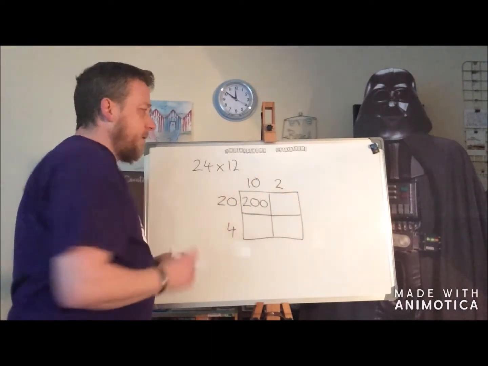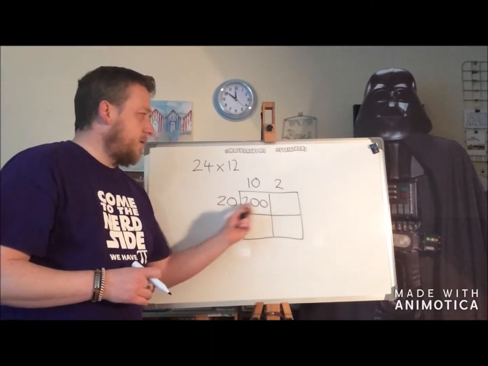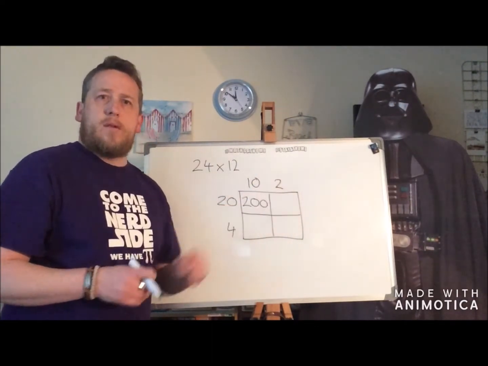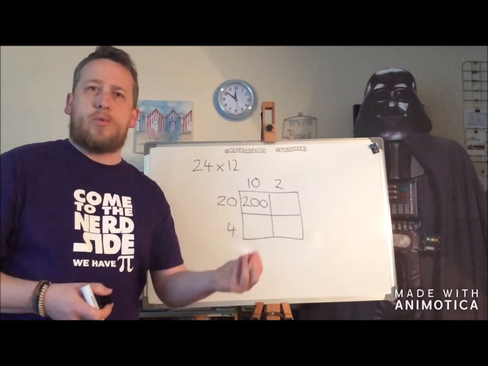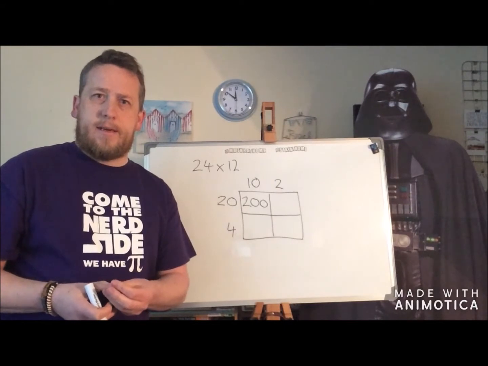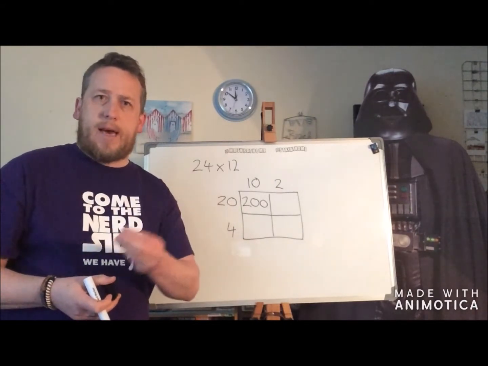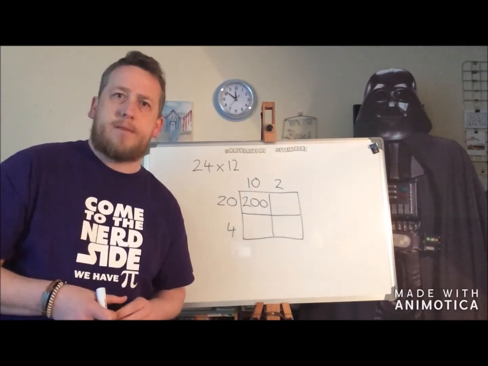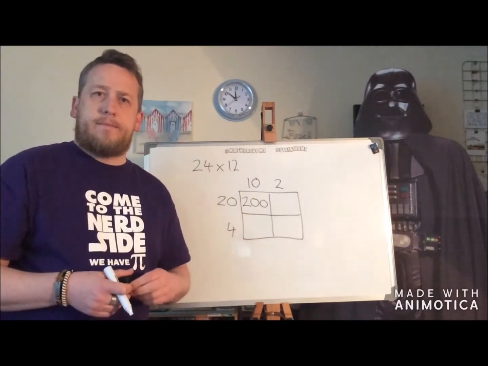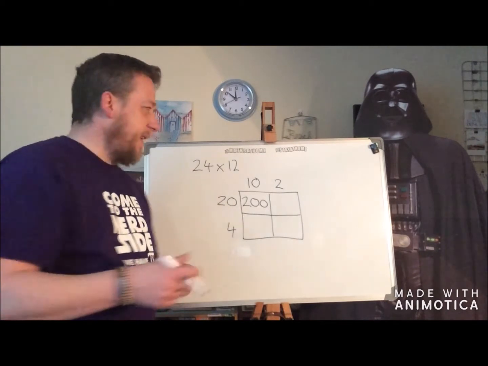If we move across to this box, we've now got to the side 20, but above we've got 2. 20 multiplied by 2, 2 lots of 20. Remember, multiplication is commutative. It doesn't matter which way you multiply the numbers. 2 lots of 20 is 40.